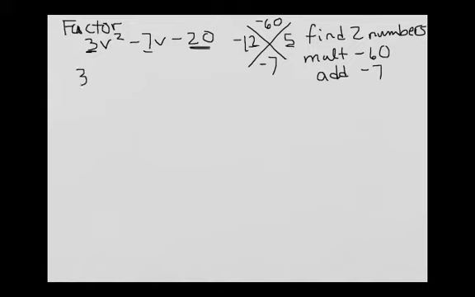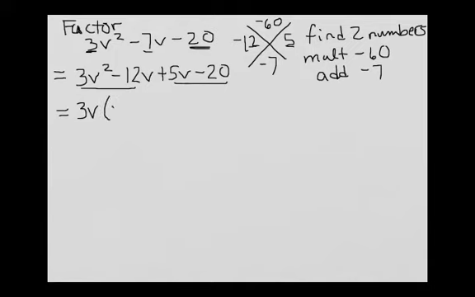So now we can take that middle term and separate it into two separate terms. So we get 3v squared minus 12v plus 5v minus 20. And now we're going to group the first two terms together and the second two terms together and factor out the greatest common factor. So we get 3v times v minus 4 plus 5 times v minus 4.